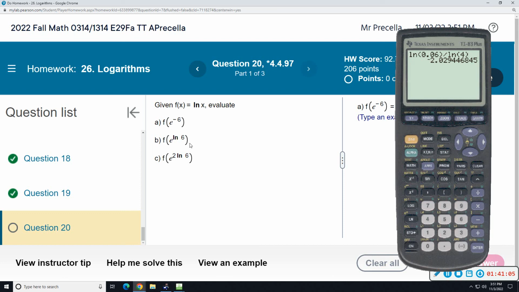And finally part C, f of e to the 2 ln 6. e to the 2 ln 6.